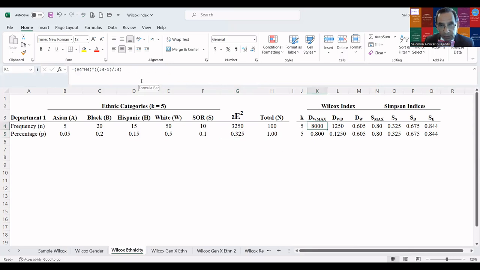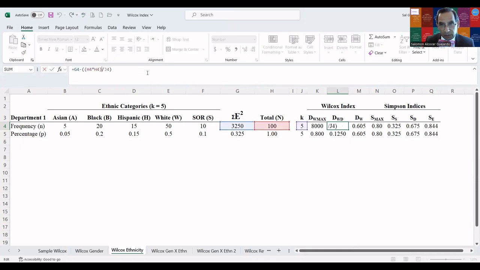The maximum score, again, I obtained for the Wilcox index. So that's the total number of individuals squared, multiplied by k minus 1 divided by k. So in this case, it's going to be H4, which is 100 times 100. And I times that by 5 minus 1, which is 4 divided by 5. So that product gives me the maximum Wilcox score.